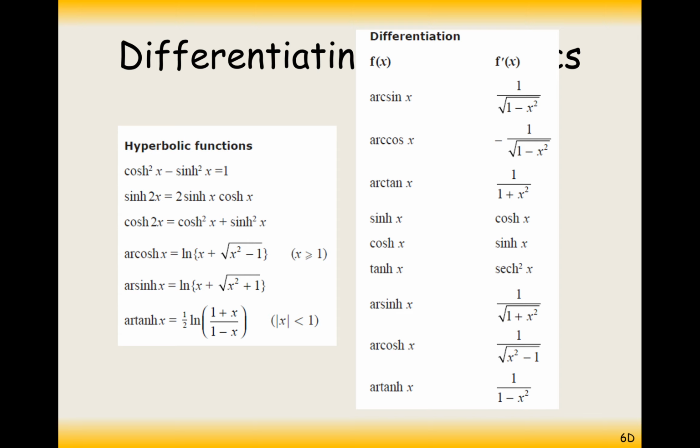Now, just in case you're wondering what you do get in the formula booklet, you do get these expressions here. So you get some hyperbolic identities, you get a reminder of what the inverse hyperbolic functions are represented with logs, and then you get these differentials, so arcsin, arccos, arctan, a reminder of sinh, cosh and tanh, and then arsinh, arcosh and artanh with the sin, cos and tan functions up here.